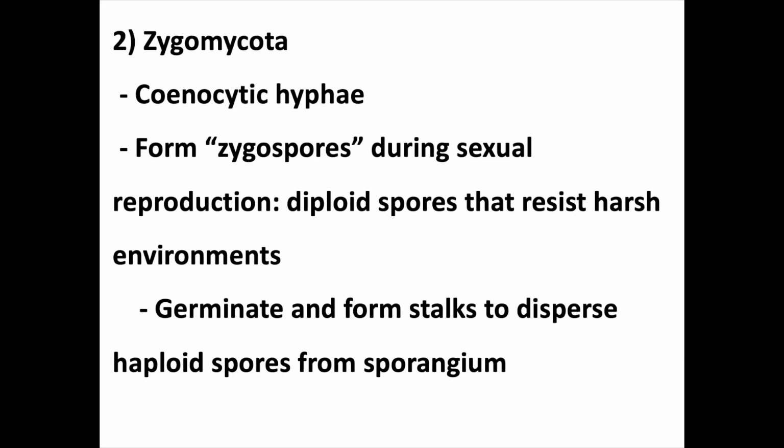So in summary, these Zygomycota form what are called zygospores during their sexual reproduction. These are diploid spores, as opposed to the normally haploid spores, diploid spores that resist harsh environments. And when conditions are good, they can germinate, form stalks, and release haploid spores from a sporangium. That's business as usual, but this part is a little bit different.